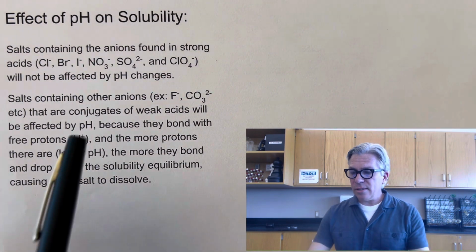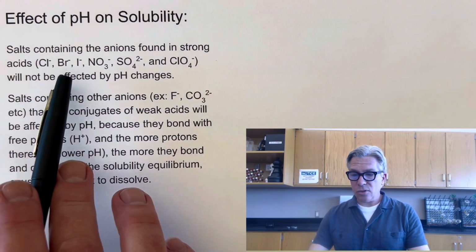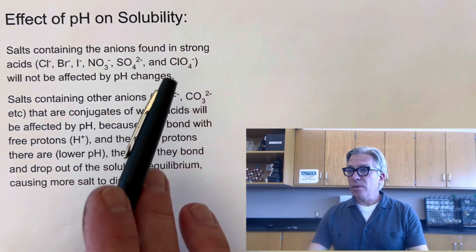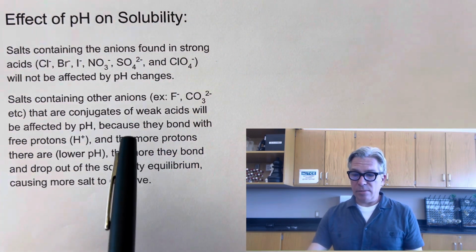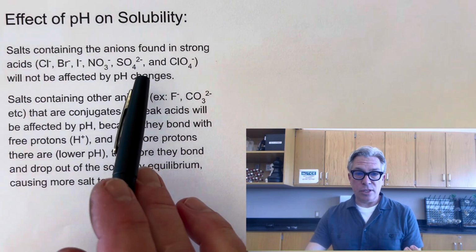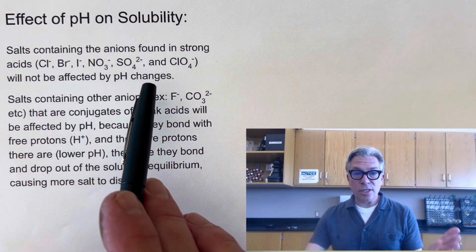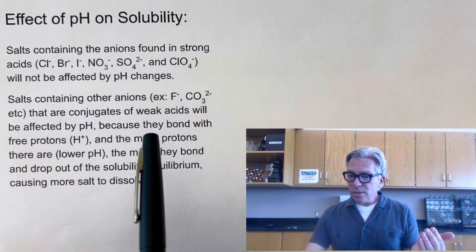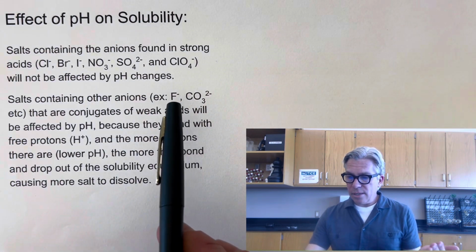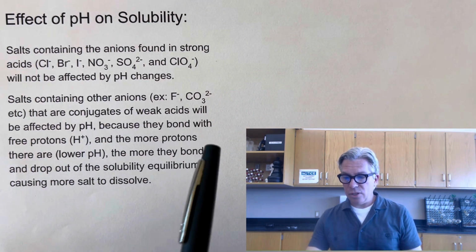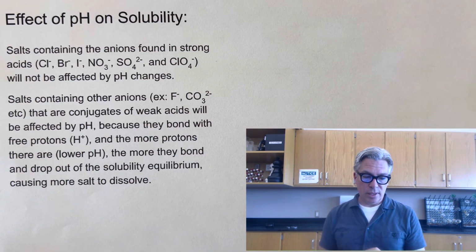So salts containing the anions found in strong acids, like chloride, bromide, iodide, nitrate, sulfate, and perchlorate, are not really going to be affected by pH at all, because these ions don't want to grab those hydrogens and do anything with them. So keep a note of those. Those are the conjugates of the strong acids. But salts containing the other anions, fluoride, carbonate, etc., that are conjugates of weak acids, will be affected by pH, and for the same reason.